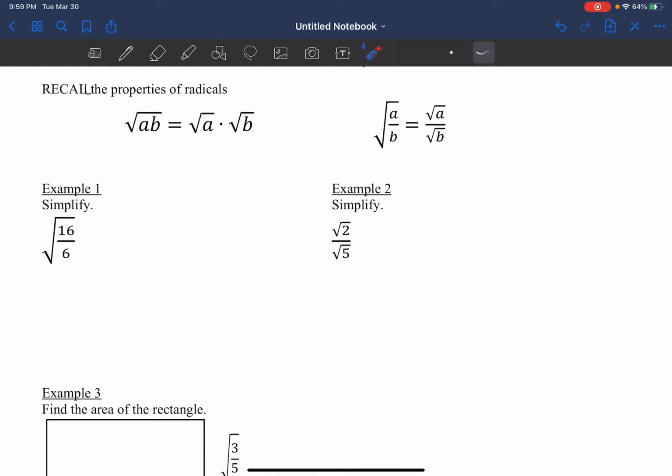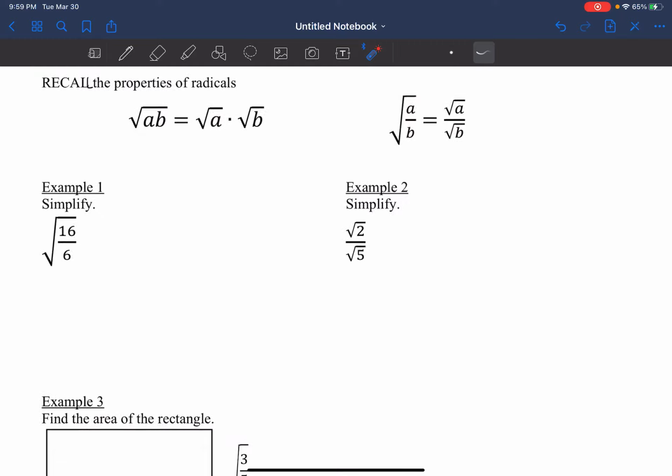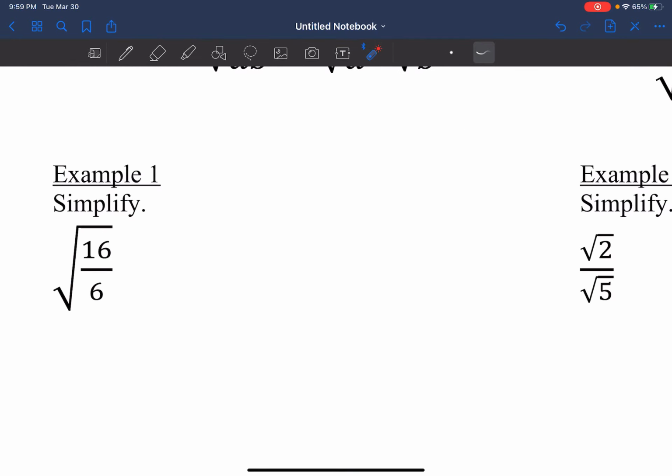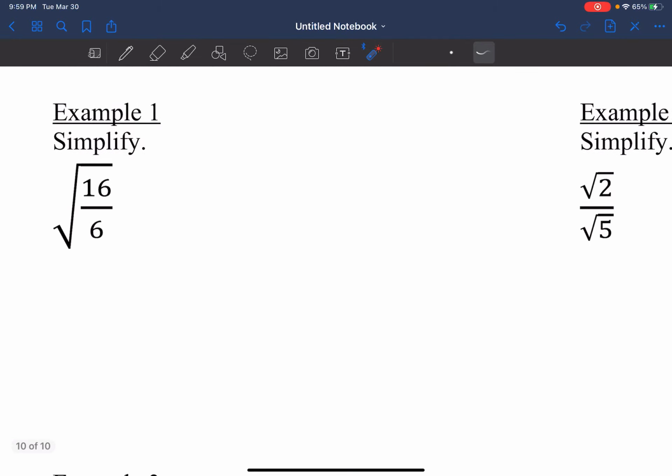Right, we are going to simplify. Instructions say to simplify, but in this case, we have a square root as part of a denominator. In example 1, we don't have that right off the bat, but we need to work towards it. That way we know that we have a square root or a radical as our denominator. So let me zoom in a little bit. Simplify the square root of 16 divided by 6.